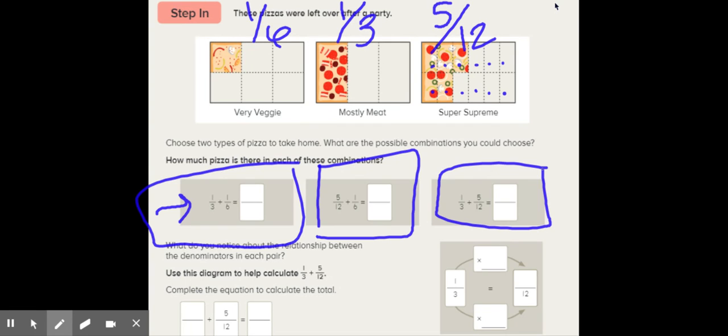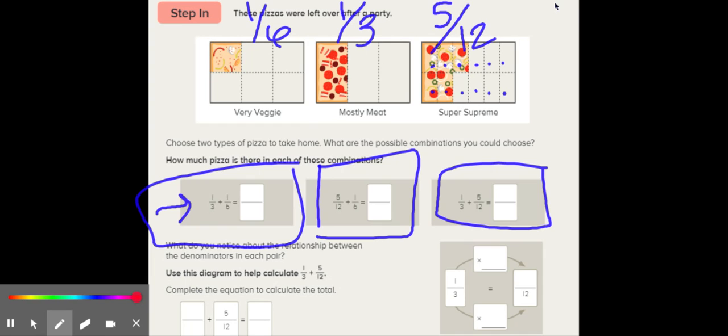Okay, so I'm going to look at the bottom of the page now. So it gives us the diagram, the circle diagram, because I can't add, let me change my color here. I can't add 1/3 and 1/6 because they have different denominators.